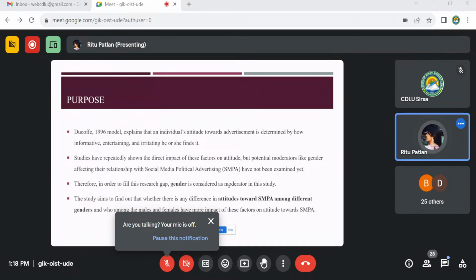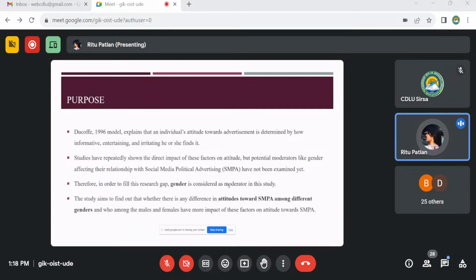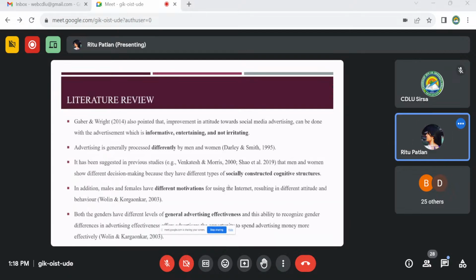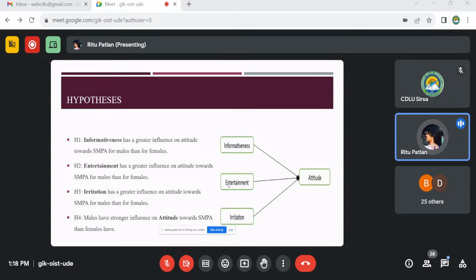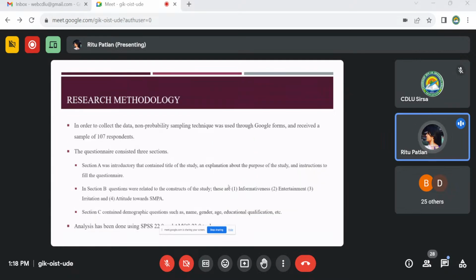So my topic is related to gender, as I am taking gender as a moderator in my study. And these are some literature review, and these are my hypotheses: that informativeness, entertainment, and irritation have a greater influence on attitude towards social media political advertising for males than for females, and males have a stronger influence on attitude towards social media political advertising than females have.